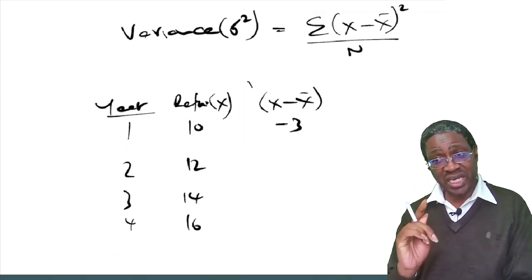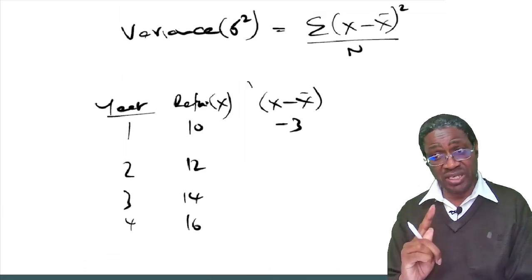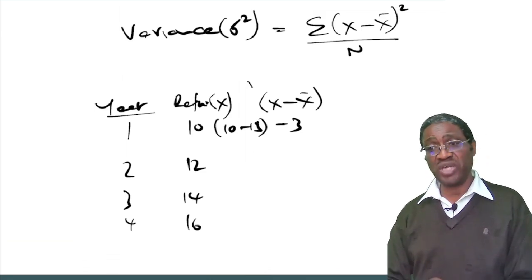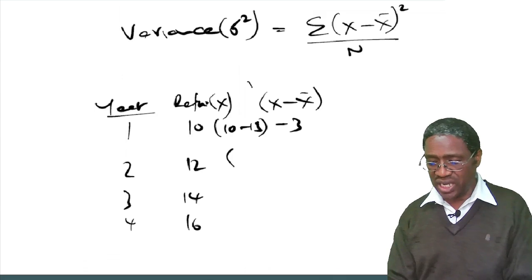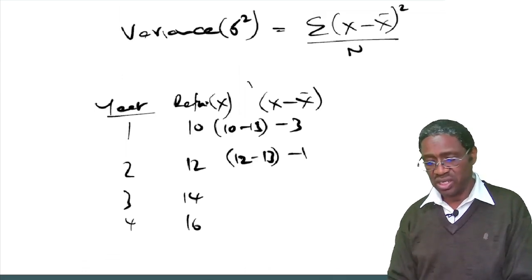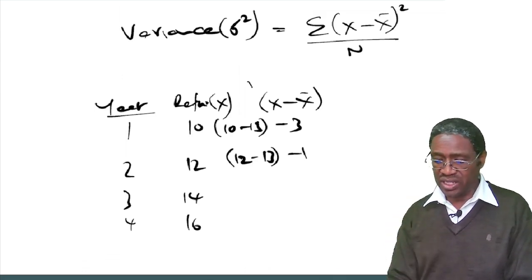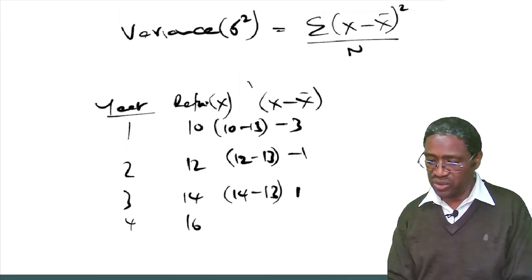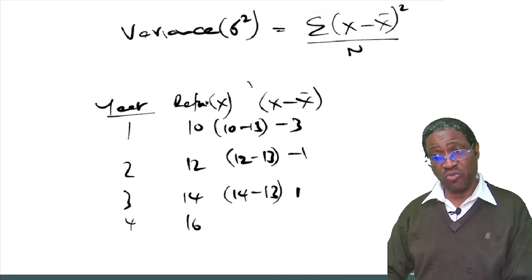Then in the second year, my return was 12%. This is 10 minus 13, that gives you negative 3. In the second year, it is 12 minus 13. That gives me negative 1. In the third year, my return was 14%. My average was 13%. There was a deviation of positive 1.